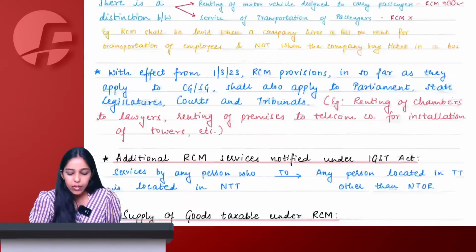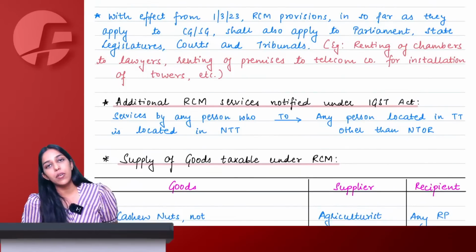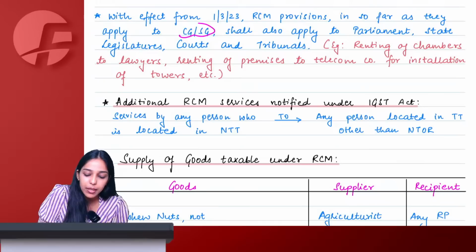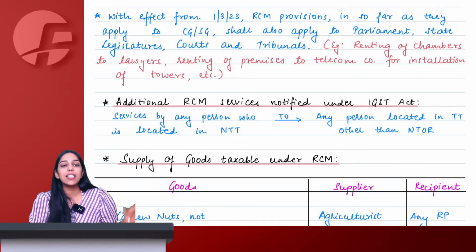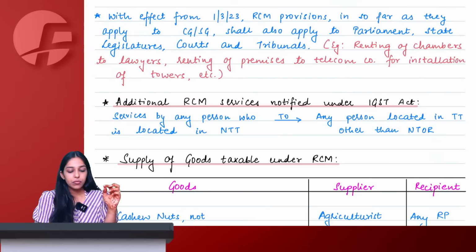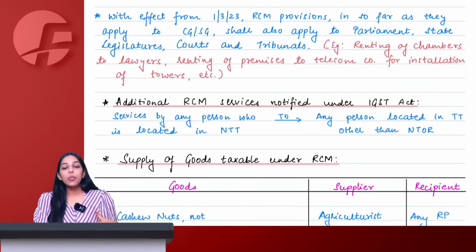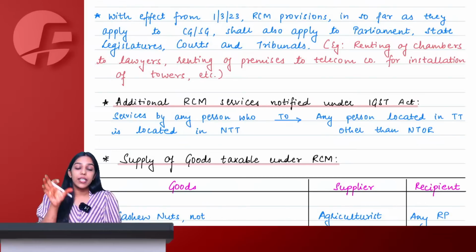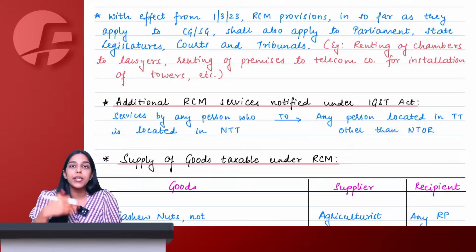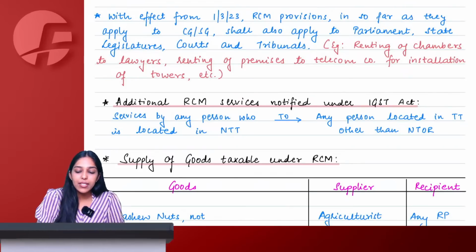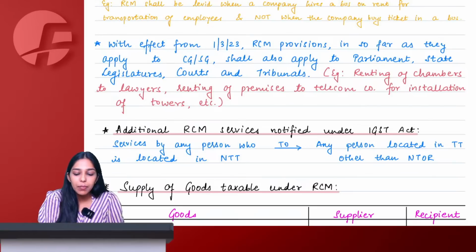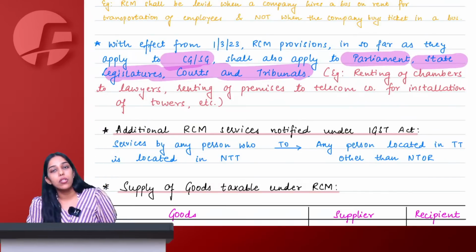Then moving on to the next point, which says that from 1st March 2023, whatever RCM provisions are applicable to government, these same provisions are applicable to parliament, state legislatures, courts and tribunals also. Services provided by a court or tribunal for justice fall under Schedule 3, not even taxable. But there could be other services, let us say a court is providing a chamber on rent to lawyers. Just as government renting immovable property to normal people, the same provisions will also apply to court, tribunal, parliament, state legislatures also. Whatever RCM provisions we have studied for government will also apply to them.